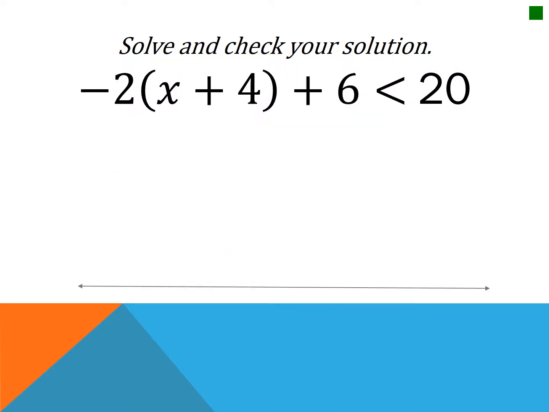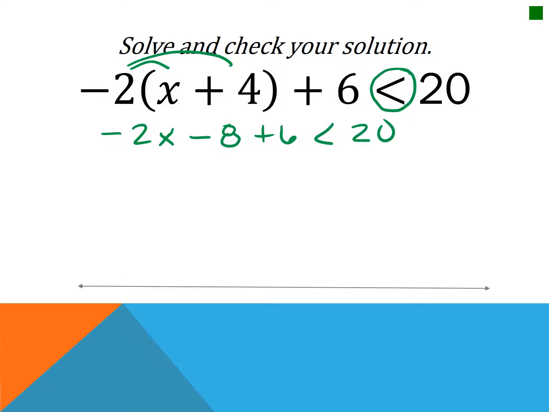Okay, look at this one. Now, here's what we're going to notice right here. There is an inequality sign. Doesn't matter. We're still going to distribute. So that's negative 2x. Negative 2 times 4 is negative 8. Plus 6 is less than 20.